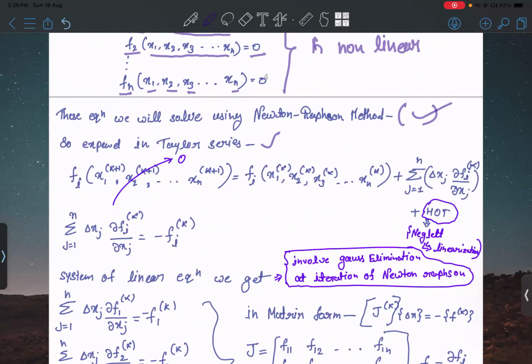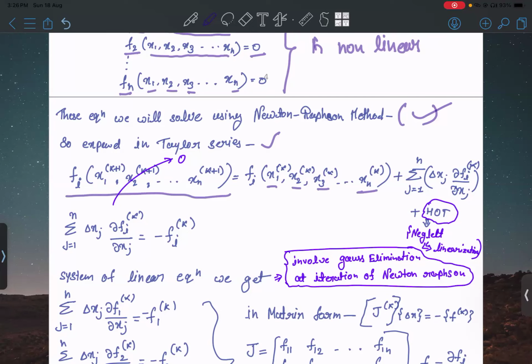So I assume that at the kth iteration, I have found some values of the root of the system of equations, means x1 at the kth iteration, x2 at the kth iteration, x3 at the kth iteration, ..., xn at the kth iteration. This I have found in the kth iteration. Now I assume that when I move from the kth to the (k+1)th iteration, I will find the actual root. Means my functions will go to 0 in the (k+1)th iteration.